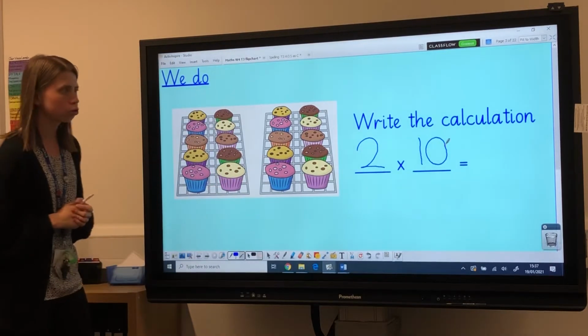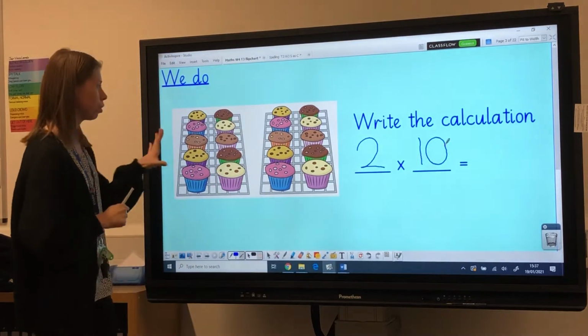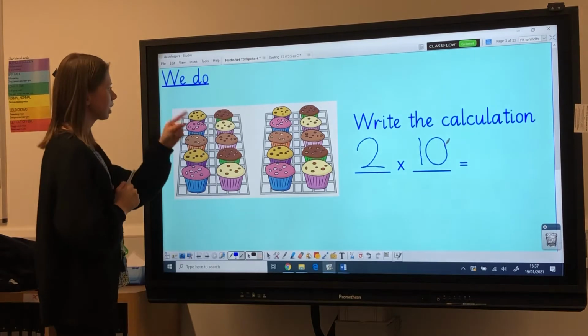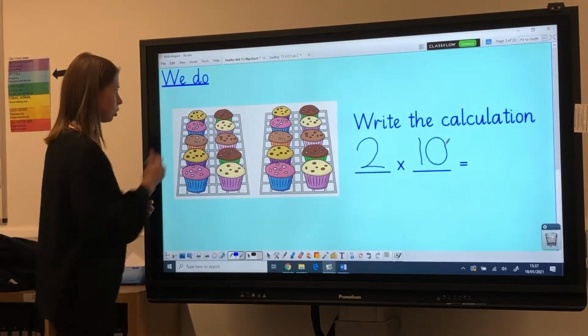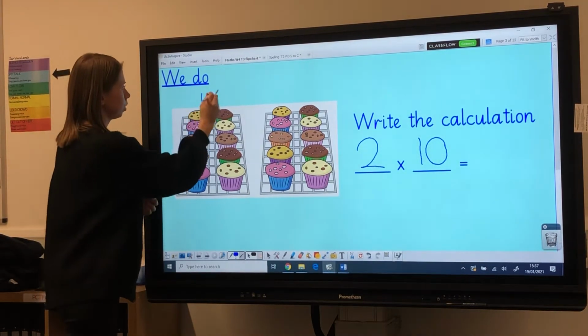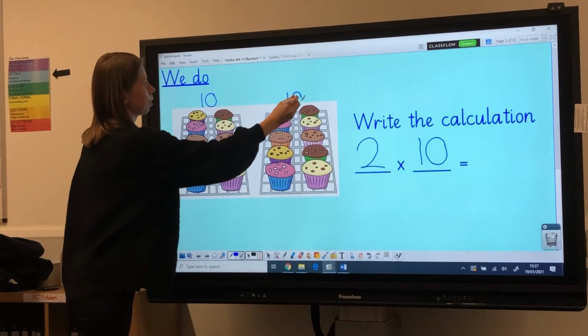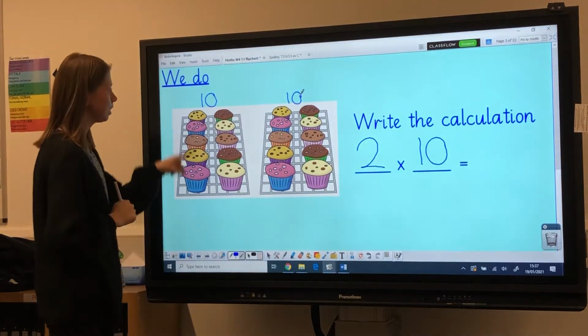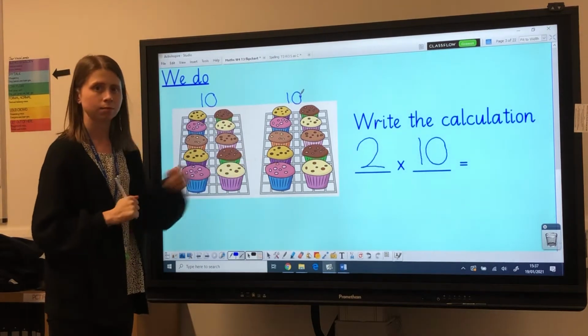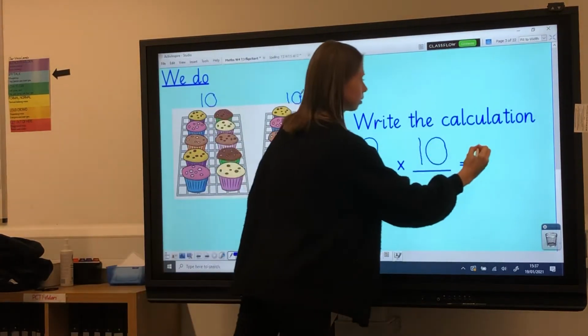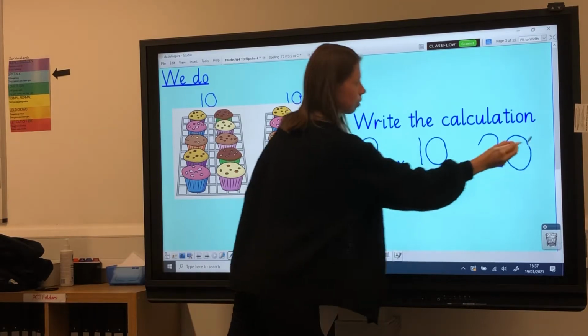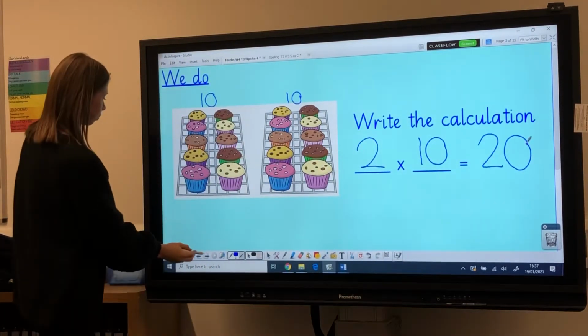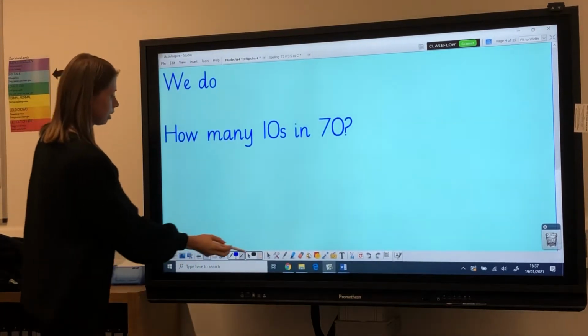Now, you can either draw your array to help you work this out, or you can use the picture. Now, we don't need to count them individually because we know there's 10 on each tray, so I'm going to put a little 10 at the top to remind me. And we're going to count up in tens to see what our answer is. You ready? 10, 20. So 2 times 10 is 20. Okay, now, moving on to the next slide.